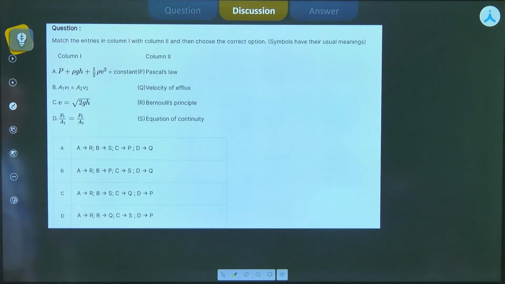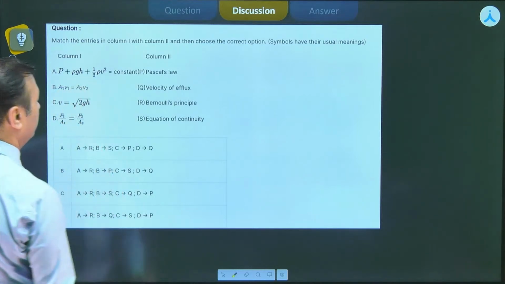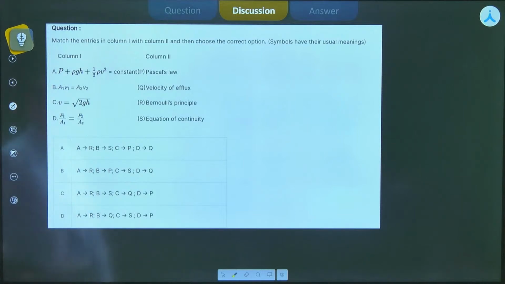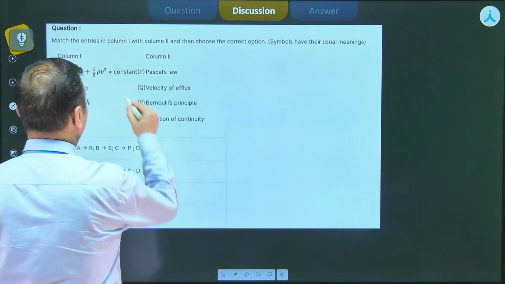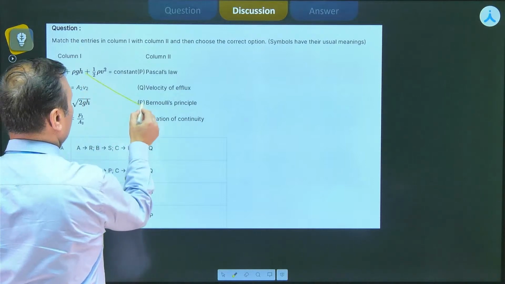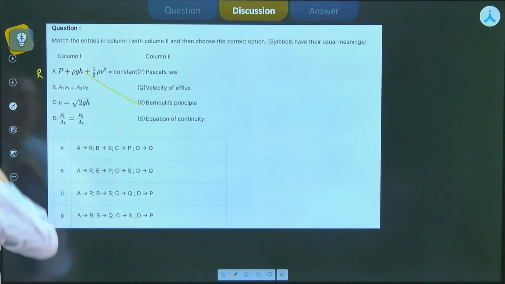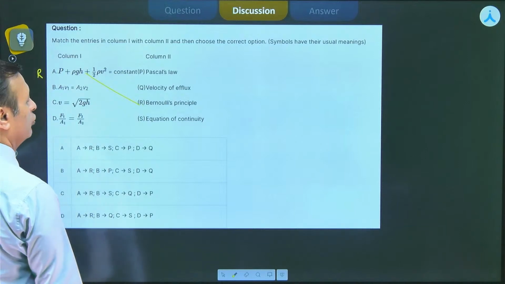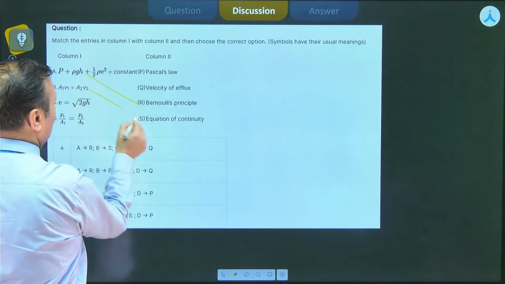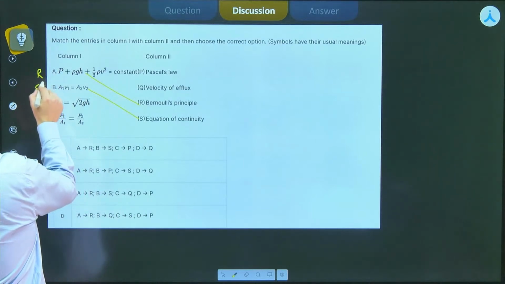Now match the column. This is one more variety we have. Match the entries in column 1 with column 2. P plus rho gh plus half rho v square is your Bernoulli's theorem. So A goes with R. A1 V1 equal to A2 V2 is your equation of continuity. So B goes with S.